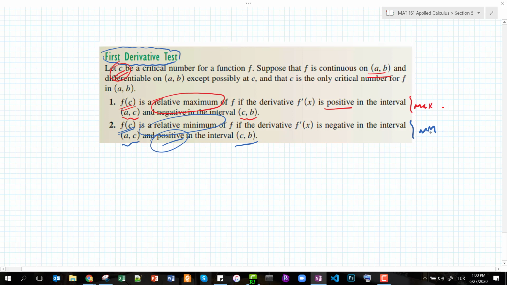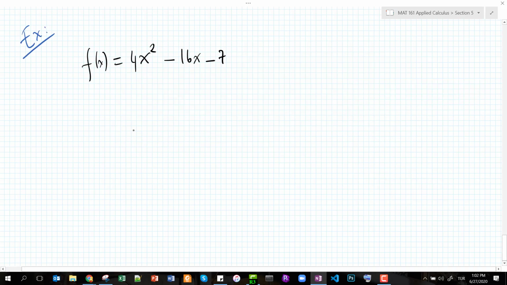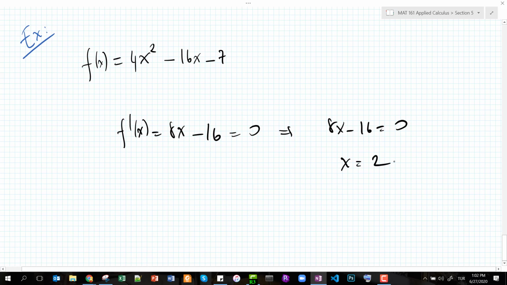Now let's apply this test to the function to see where I have the minimum or the maximum using the derivative, guys. Let's look at this example. What I should do is first take the derivative of this function. As you know, it is just a power rule application, which gives 8x minus 16. Then I should set this equal to 0. If 8x minus 16 is 0, then x is going to be equal to 2. This is my critical point, since it makes the derivative 0.